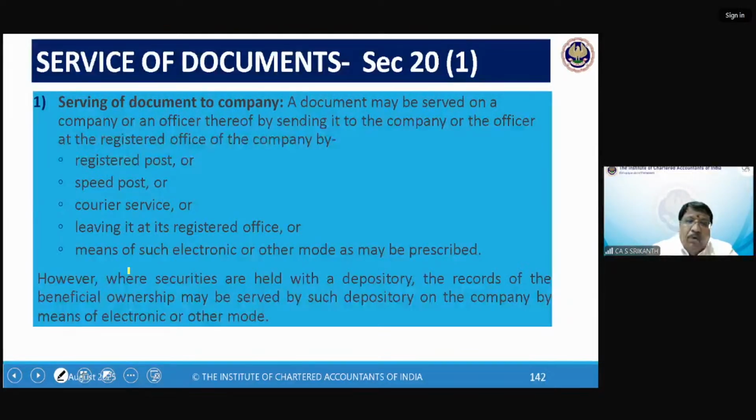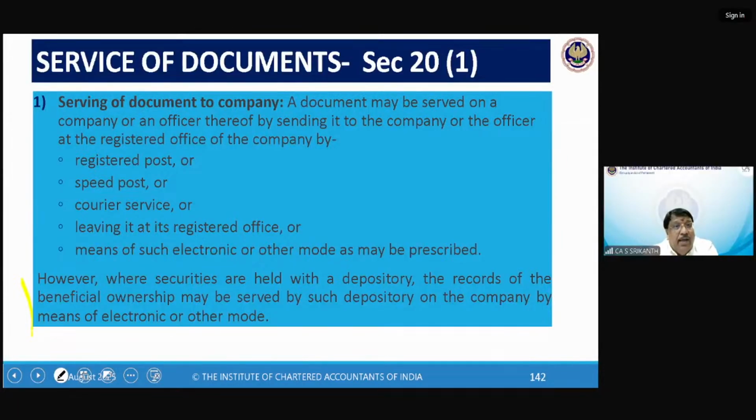However, where securities are held with a depository, the records of the beneficial ownership may be served by such depository on the company by electronic notes. Simply, later on when you come to share capital and debentures, you will learn dematerialization. This is too early to teach you. If the shares are dematerialized, then all communication will be served by the depository on the company through electronic mode only.